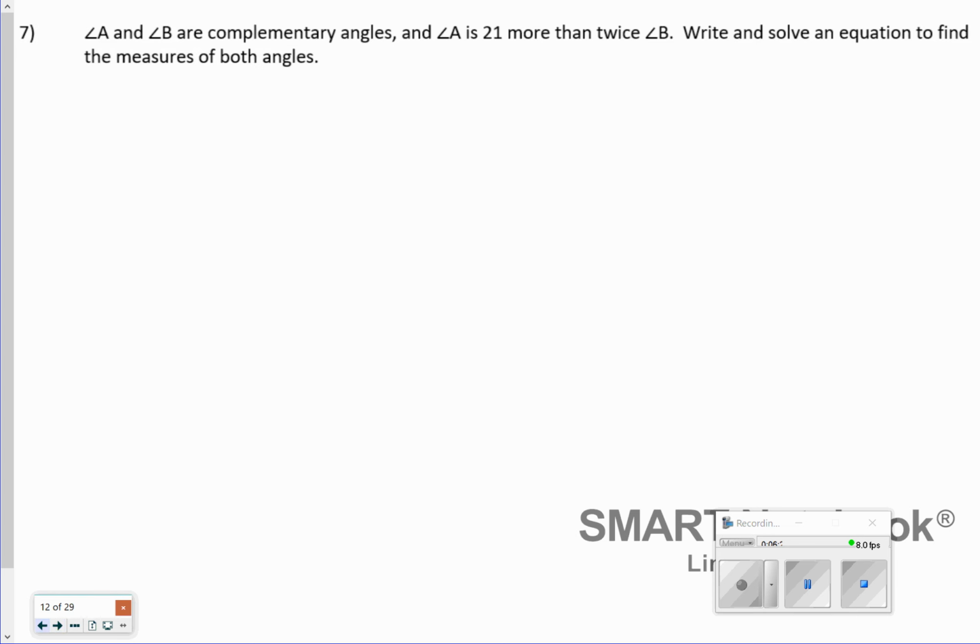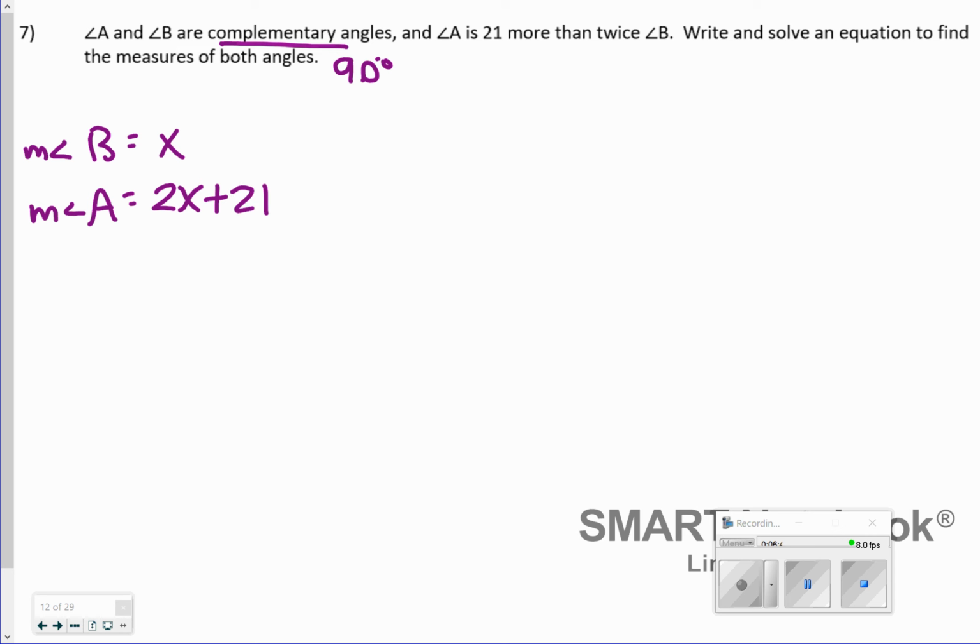For number 7, it would be helpful to write an equation. So what I said for this one, I know they're complementary, so added together they're going to be equal to 90 degrees. Angle A is 21 more than twice B. So what I did is I said the measure of angle B can just be equal to x, but the measure of angle A can be 21 more than twice angle B, so that'd be 2x plus 21. So now I'm ready to put these two together and make an equation. So I just wrote 2x plus 21 plus x equals 90.